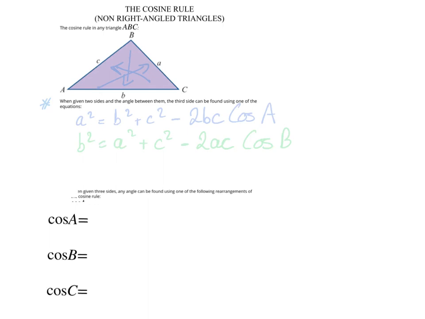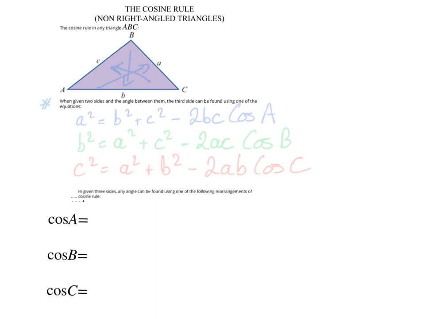And then the last one, where we make C the subject, C squared. So obviously it's the other two sides, which is A squared plus B squared. Can you see the pattern now? Minus 2 times A times B, cos of angle C. Now, it's not that you have to remember it, but it is a good idea if you can see the patterns there. Now, they are all the same rule. It just depends on what you are looking for.